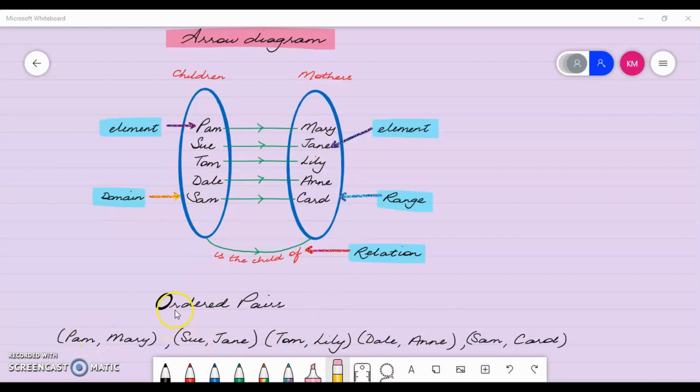Now, as the word implies, ordered pairs, there's an order in which your elements need to be written. Pam is the child and Mary is the mother. So Pam, seeing that Pam is in your domain, I will write Pam first, and Mary is in your range, I will write Mary second. Now an ordered pair needs to be enclosed in a bracket and separated by a comma.